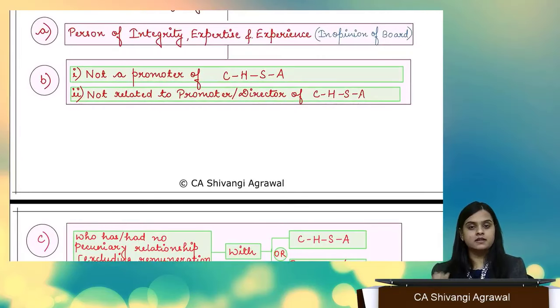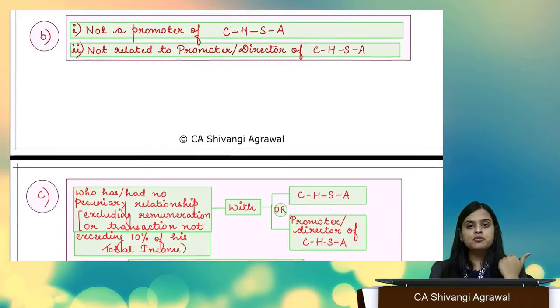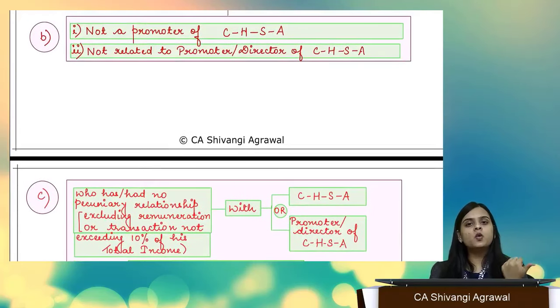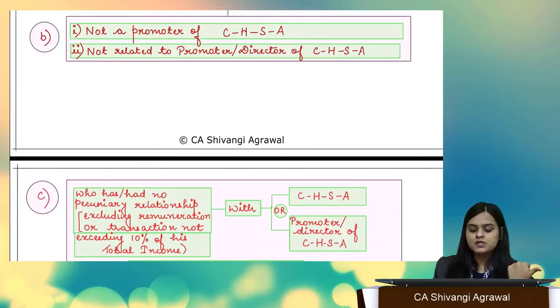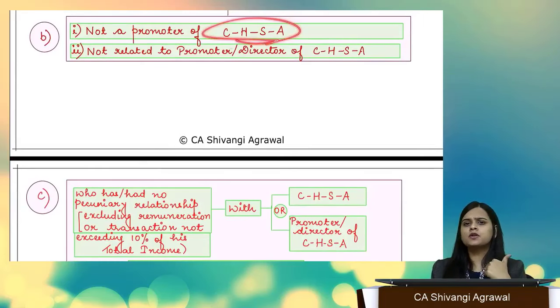Point number 1. He should be a person of integrity, experience and expertise. Not in our opinion, but in the opinion of the board. If it is a government company, in the opinion of the respective ministry. He should not be the promoter of the company, holding, subsidiary or associate. This you can call CHSA, or cash, or group, however you may learn it.